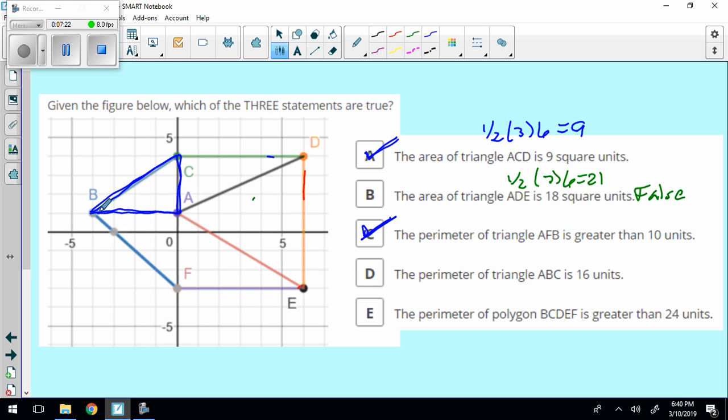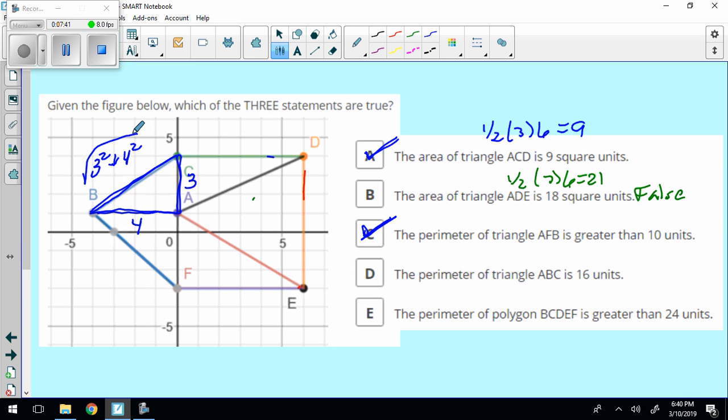ABC. Again, we have a right triangle. This horizontal part is 4. This vertical part is 3. And any time we have a right triangle, to get the hypotenuse, we square the two legs, add them, and take the square root of it.